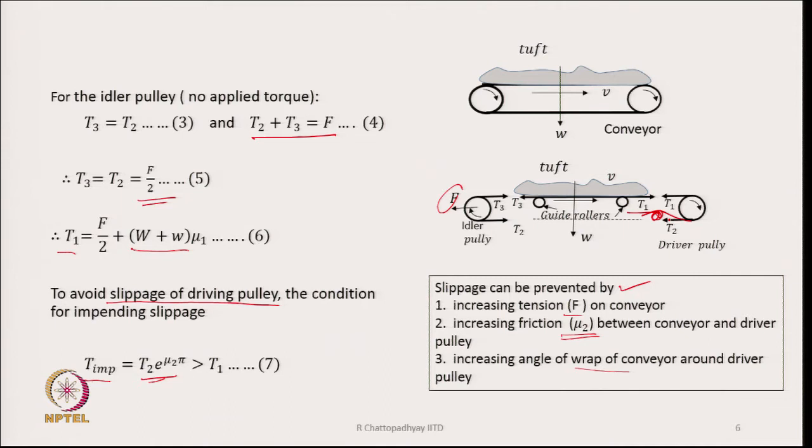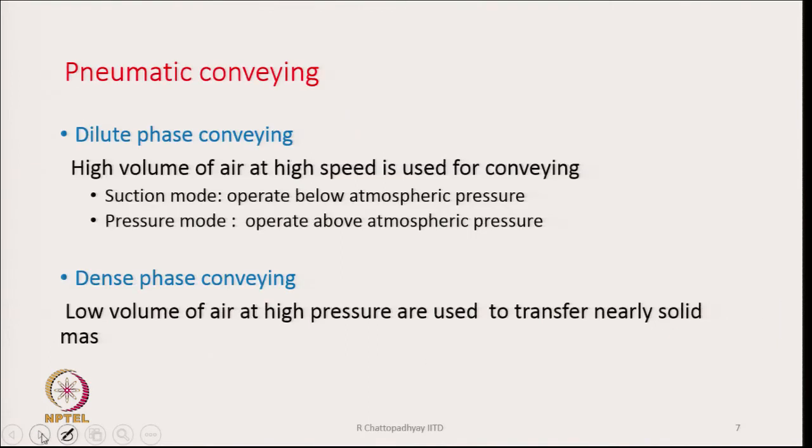In the normal circumstances in the industry, in our textile mills, we try to avoid slippage by increasing the tension on the conveyor belt, that is by increasing the value of F. Okay. So, that is all about your mechanical means of transport.